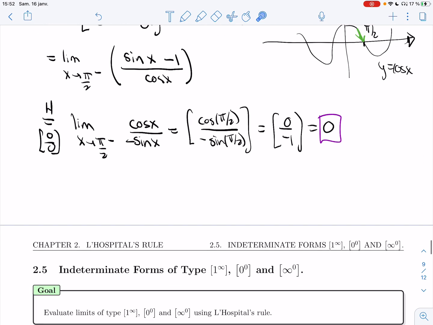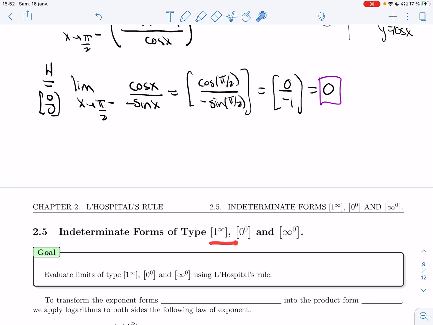All right, so that's it for infinity minus infinity. In the next section, we'll be looking at powers. All right, so 1 to the infinity, 0 to the 0, and infinity to the 0. All right, see you then.